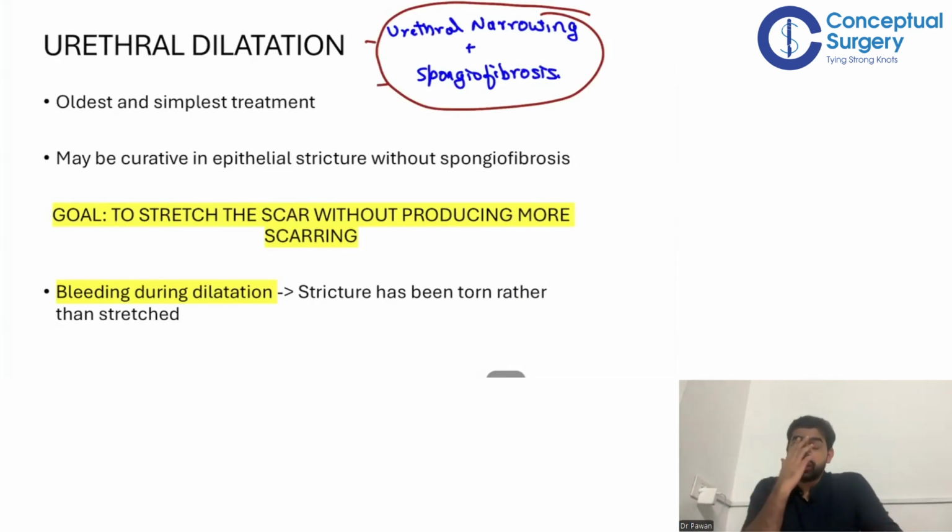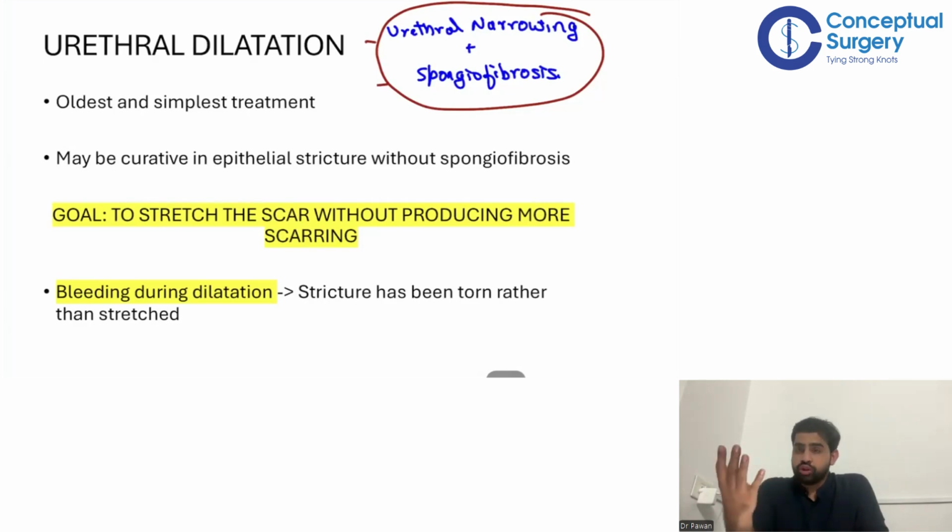So, what you need to understand is that we have two corpora cavernosa and one corpora spongiosum. We have three cylinders in the cross section of the penis: two corpora cavernosa and one corpora spongiosum. Corpora cavernosa are the ones which have the blood sinusoids. So if there is an increased flow of blood in these corpora cavernosa, we get an erection.